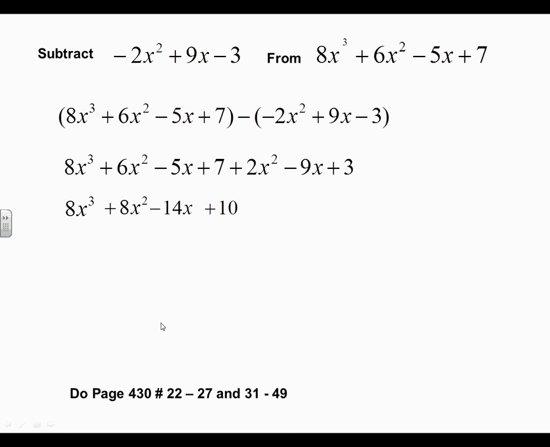And for homework, we're going to do page 430, number 22 through 27, and 31 through 49.